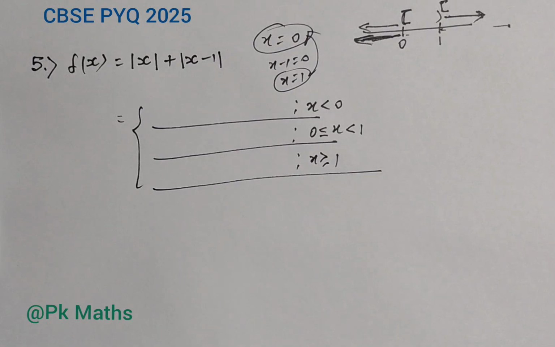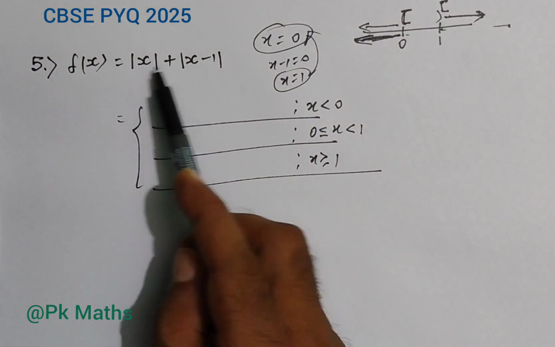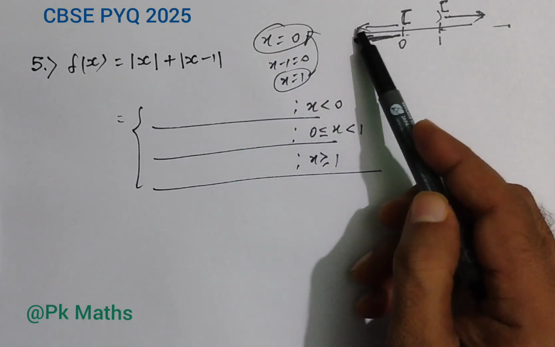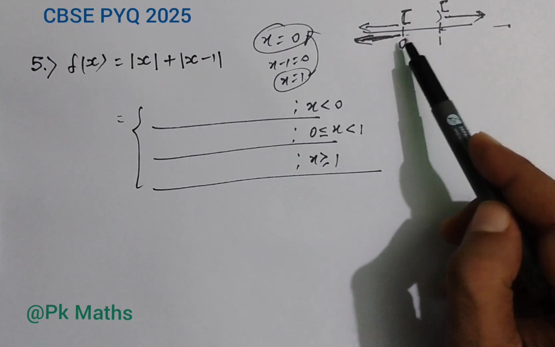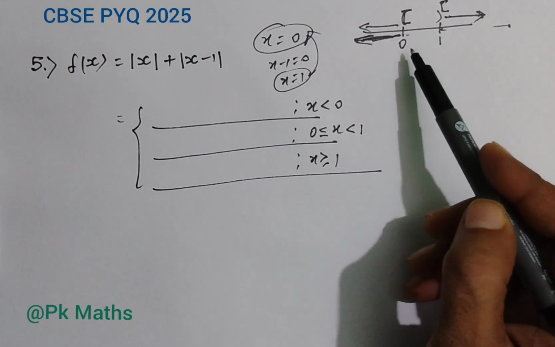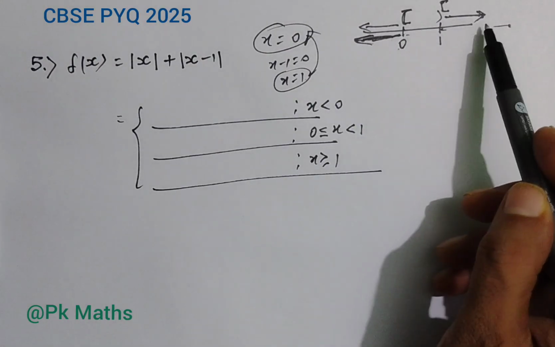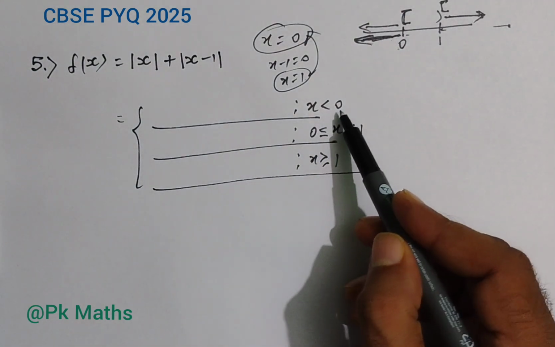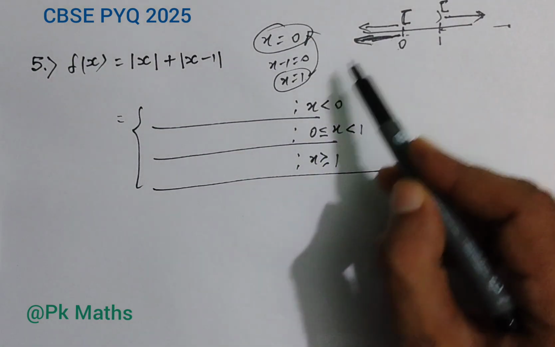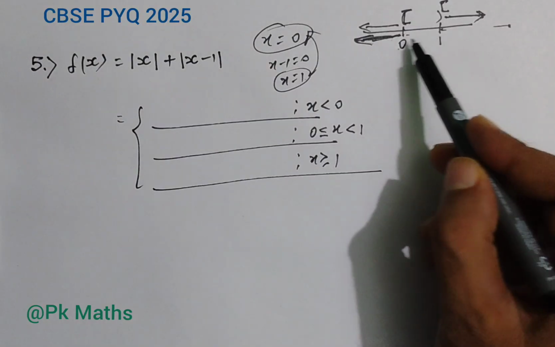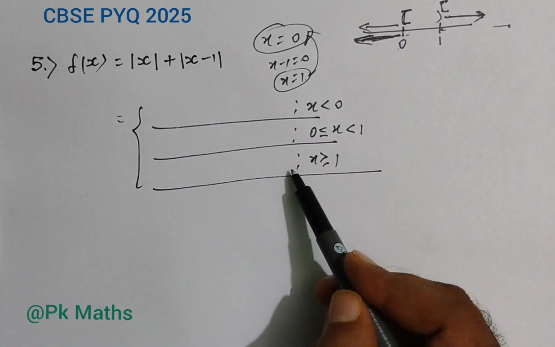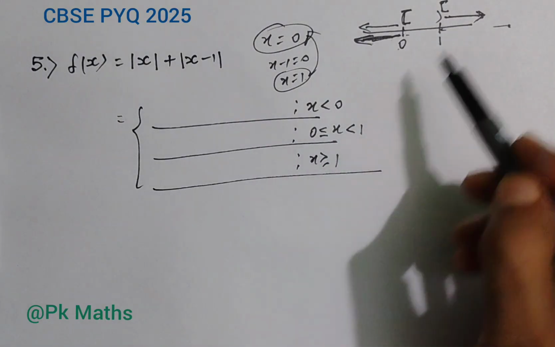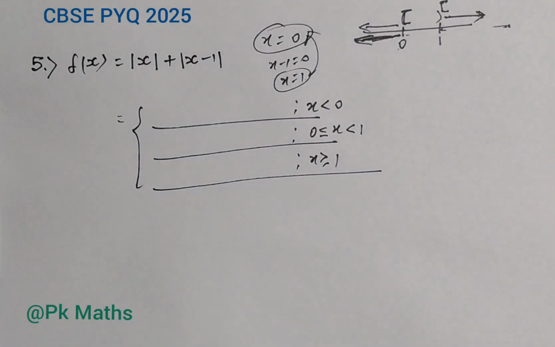Okay. So what is the procedure? We need to put the quantities inside mod equal to 0, collect the values of x, and mark them on the number line. Then observe in how many parts these points divide the number line. In this case we have 2 points, so it divides in 3 parts. We need to consider those 3 parts. In this case x less than 0 is your first part. Second part is 0 or more than 0 up to 1. And the third part is when x is 1 or greater than 1, that is the third interval.